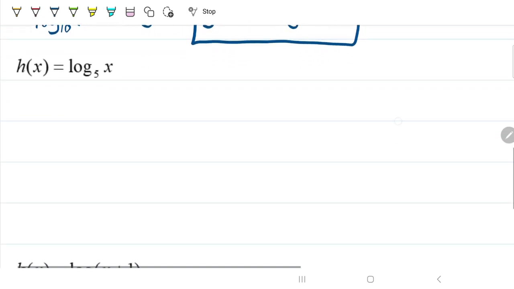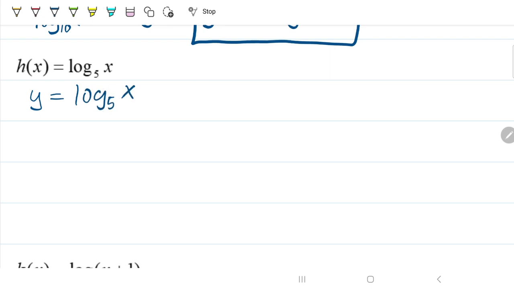Next item, we have h of x is equal to log base 5 of x. This is a logarithmic function, so the inverse is expected to be an exponential function. So again, let's rewrite this. y is equal to log base 5 of x. Interchange the variables. We have x is equal to log base 5 of y. So we are going to isolate or solve for y.